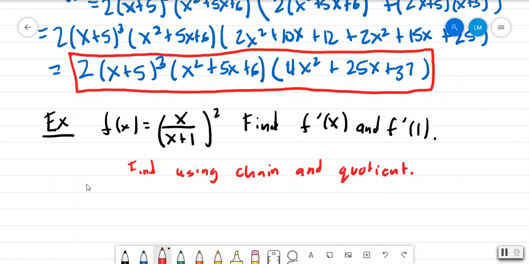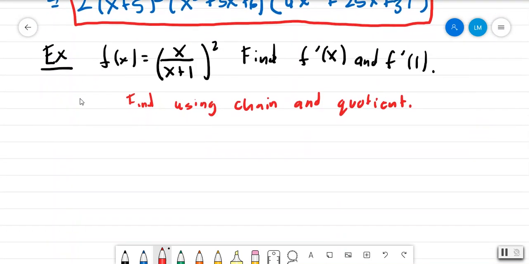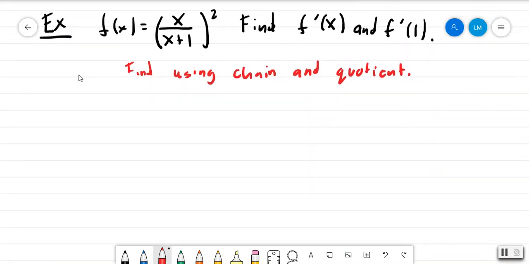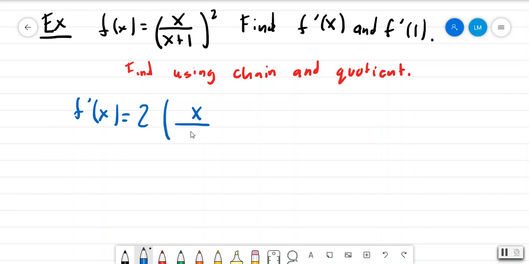Okay, so what that means is that we go ahead and we look at the outermost function. So that would be the f prime, or the outer function, sorry. So f prime of x is equal to 2 multiplied by x divided by x plus 1 to the first power, multiplied by the derivative of the interior, which is where we get the quotient rule.